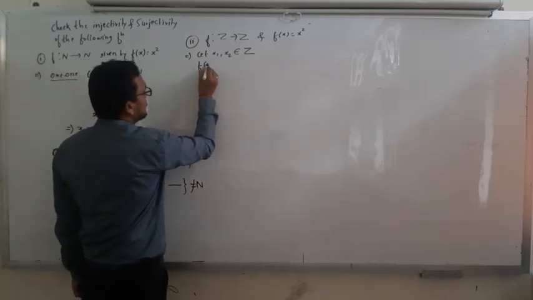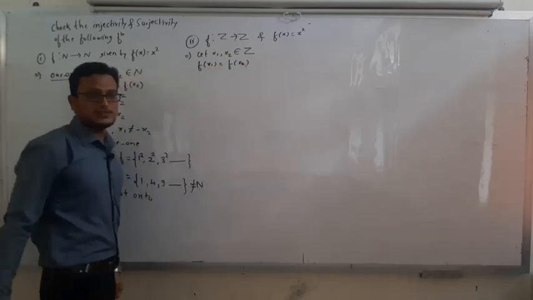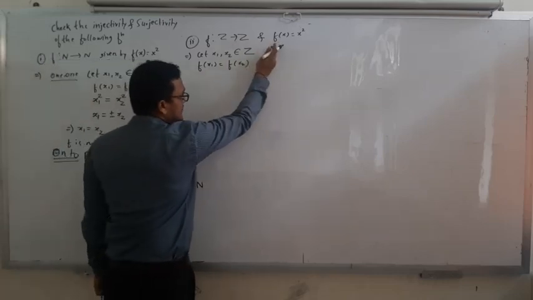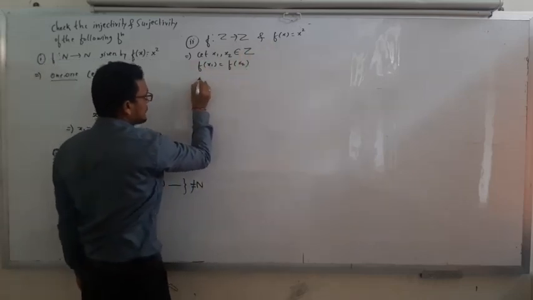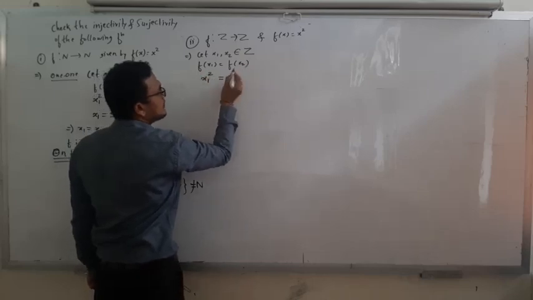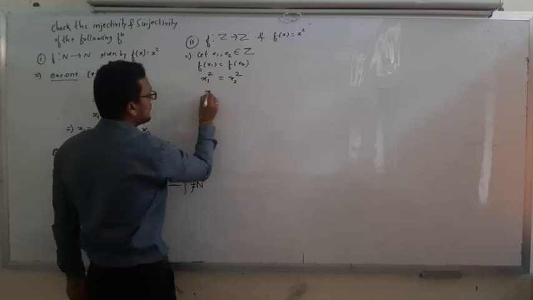Then I will take f of x1 equals f of x2. We are checking the one-one function. But f of x is x square, therefore f of x1 is x1 square and f of x2 is x2 square. So when I remove the squares, what will we get?